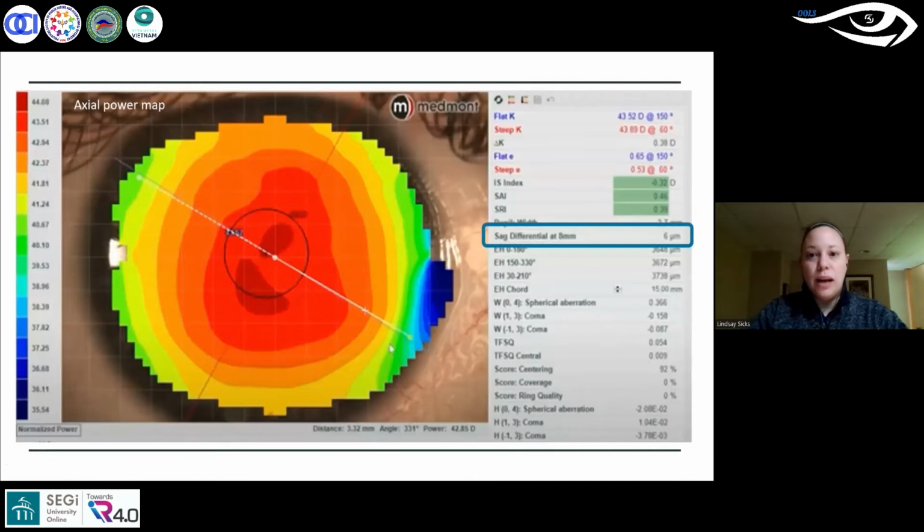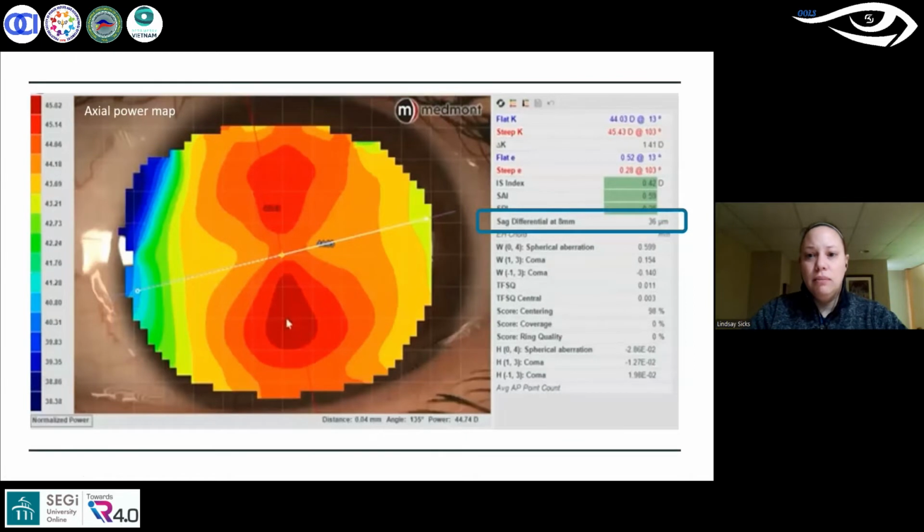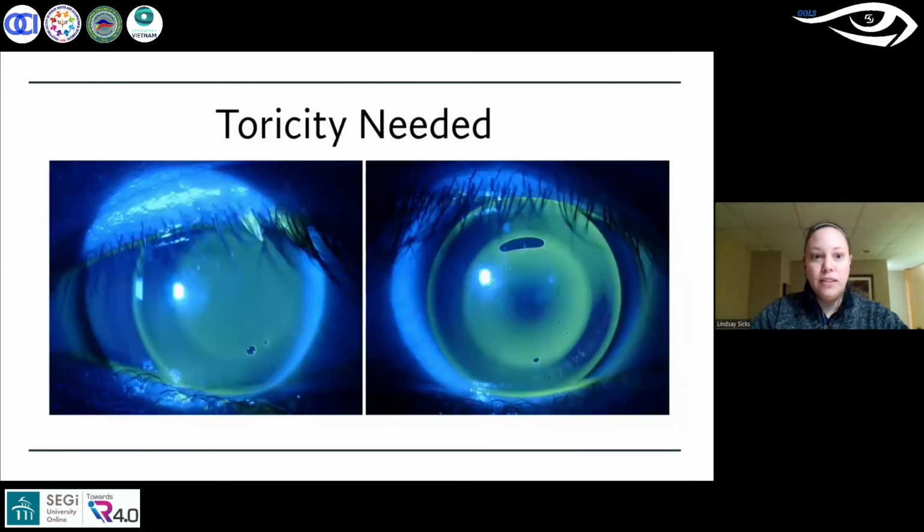So here's where that shows up in the Medmont topographer. You can pull up the axial power map, and it will give you the sagittal height differential at 8mm. This is a patient where that difference is pretty low. But if we look at another one, this one happens to have more corneal astigmatism, which makes sense, so their sagittal height difference would be more than that 30 micron cutoff. And so this second patient is one who we would fit in a toric lens design up front.